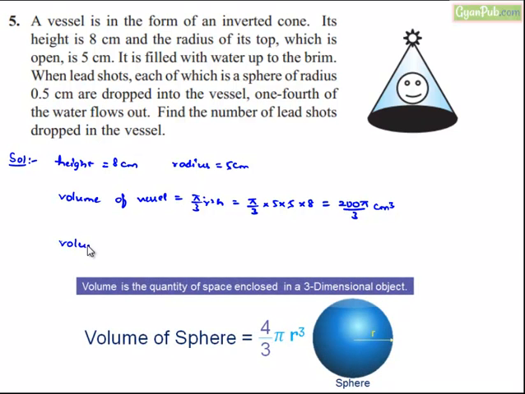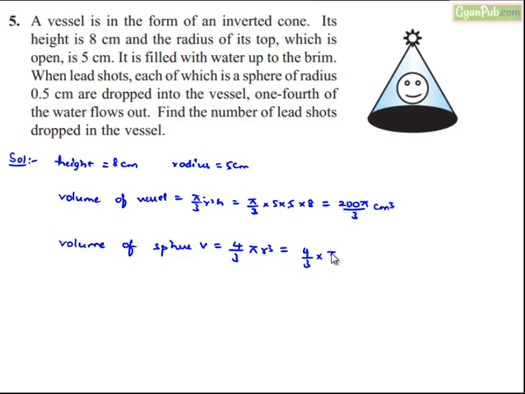So now the volume of each sphere V is equal to 4 by 3 pi r cube, which is equal to 4 by 3 times pi, let it be as it is, and r cube is 0.5 centimeter whole cube, that is 1 by 2 whole cube, which is equal to 4 by 3 times 1 by 8 times pi. Here 4 goes in 8 two times, so we will be left with pi by 6 centimeter cube.